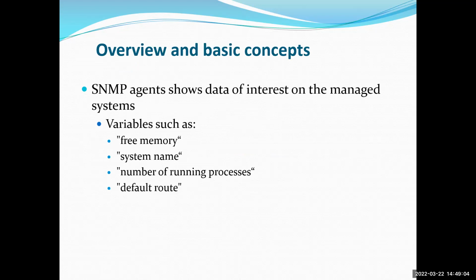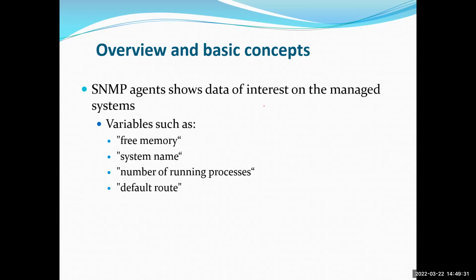All right, so the overview and basic concepts. SNMP agents show data of interest on the managed system. Variables such as, and these are just examples, there can literally be 10,000 variables on one single computer, right? On one Windows 11, so there is not necessarily a limit.